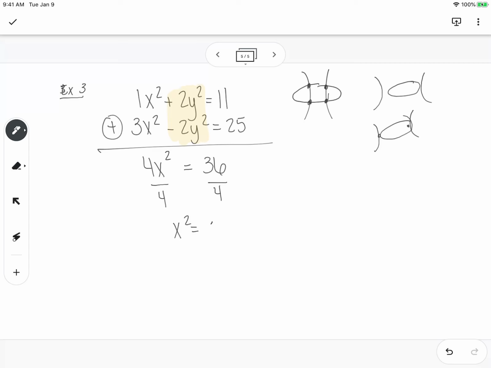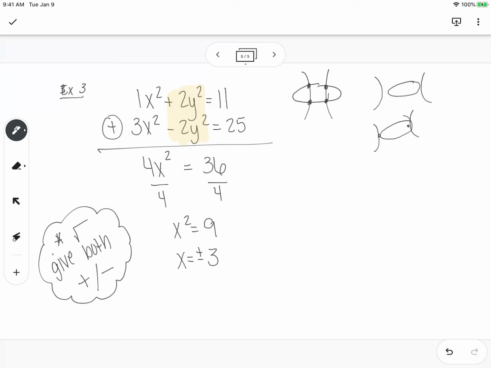X squared equals 9. To get rid of a squared, you're going to take the square root, which we know the square root of 9 is 3. But we need both the positive and the negative 3. So be careful here. When you take the square root, make sure you give both positive and negative answers. Okay, so a little note there. Make sure when you're taking the square root, when you're solving these things, you need both answers, because if you don't, then you're only getting one ordered pair answer.